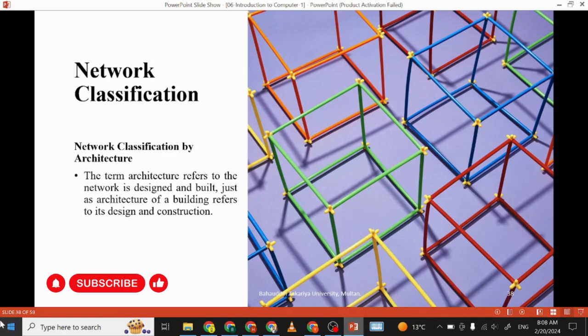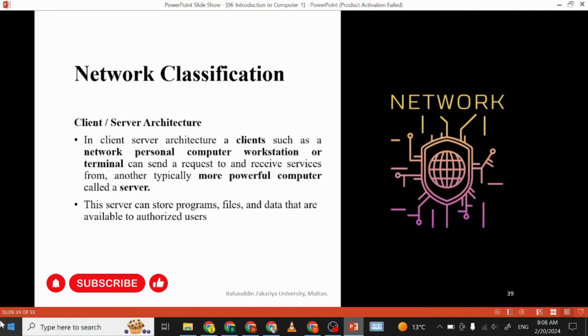The term architecture refers to how the network is designed and built, just as the architecture of a building refers to its design and construction. Client-server or peer-to-peer.